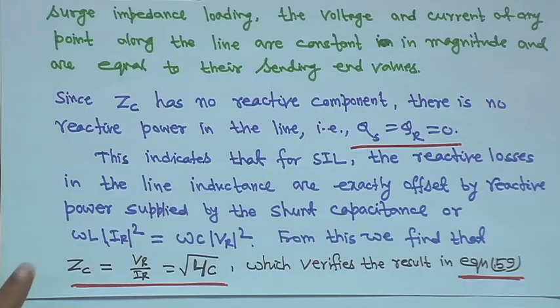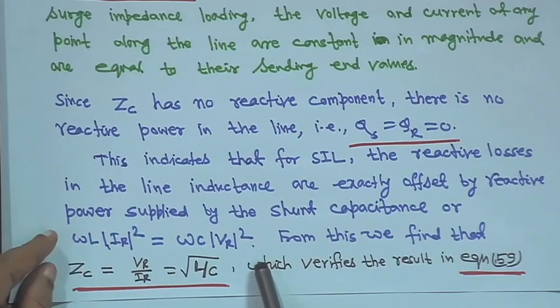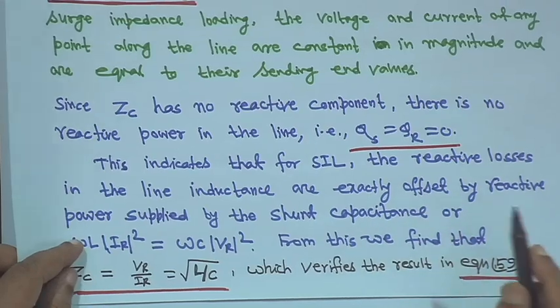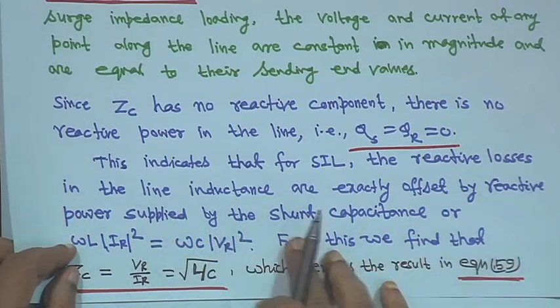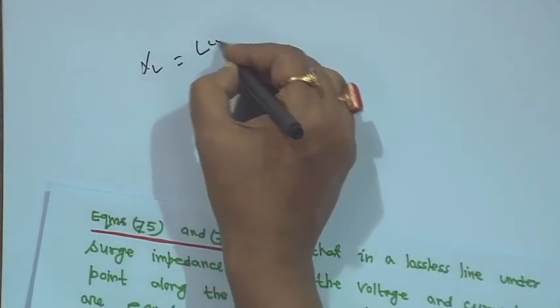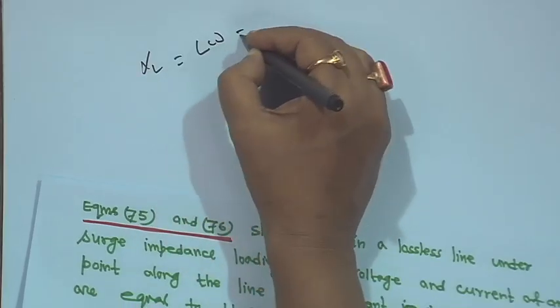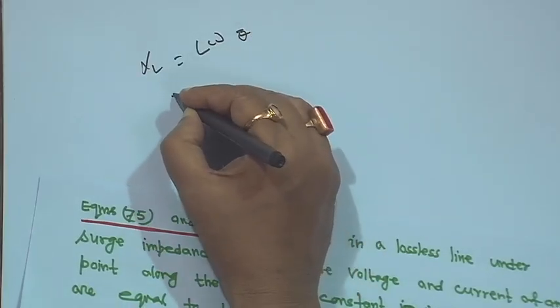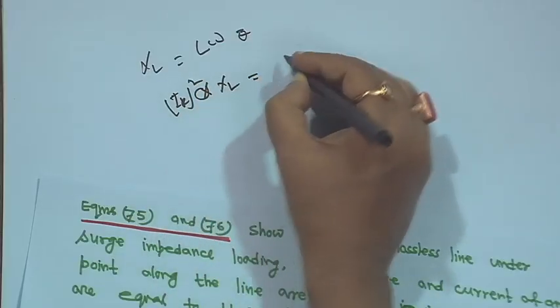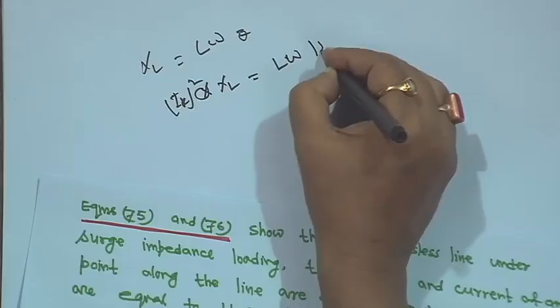That means the line inductance loss is exactly offset by the power supplied by the shunt capacitance. The line inductive reactance XL is equal to L omega. That means IR square into XL is equal to L omega IR square.